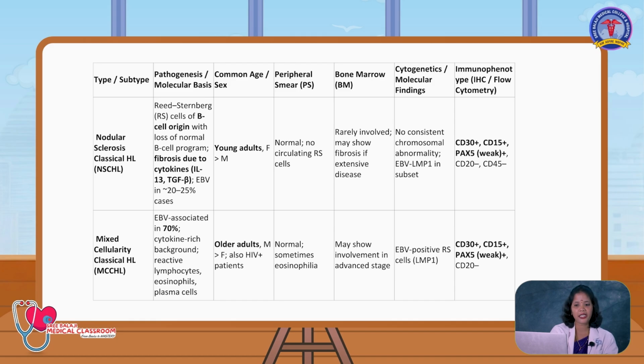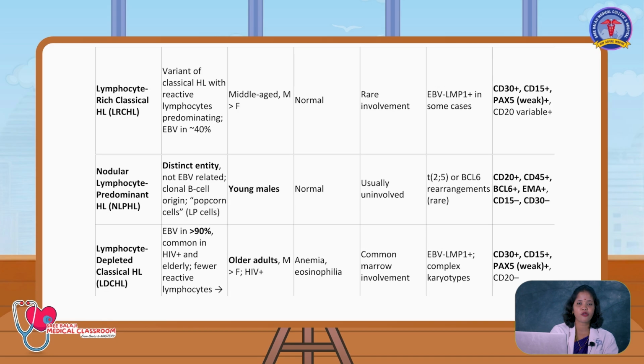Mixed cellularity: here the association of EBV will be more than 70%, and it is a tumor which occurs in the old age group. Males are more affected. In the peripheral smear you will have eosinophilia, in bone marrow you will have effacement, and in cytogenetic study you will have EBV positive RS cells. It is positive for CD30 and CD15.